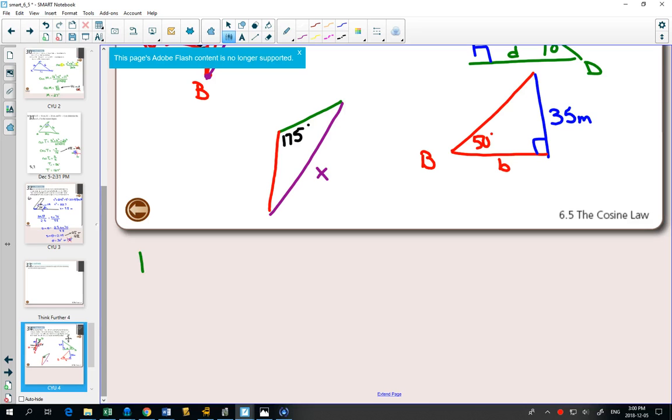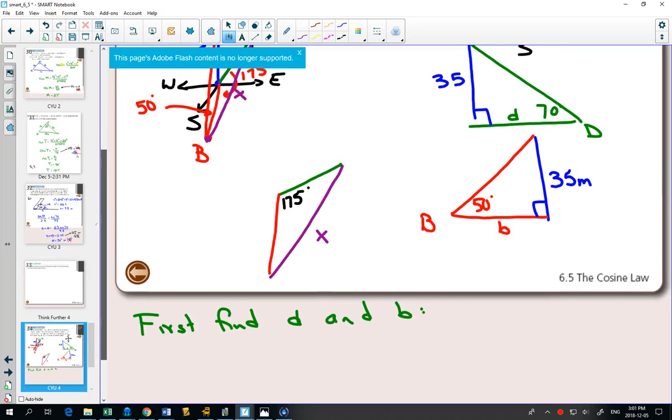So what are we going to do first? We're going to find D and B. What kind of triangle are those? They're right angle triangles. We can use grade 10 SOHCAHTOA. Okay?